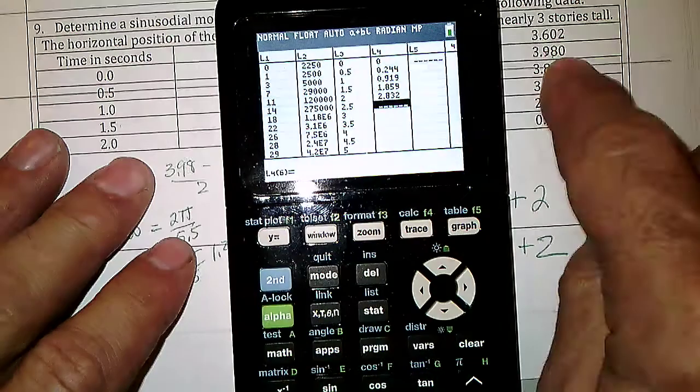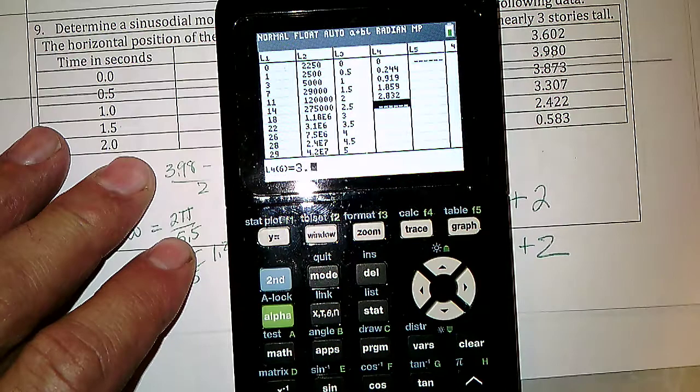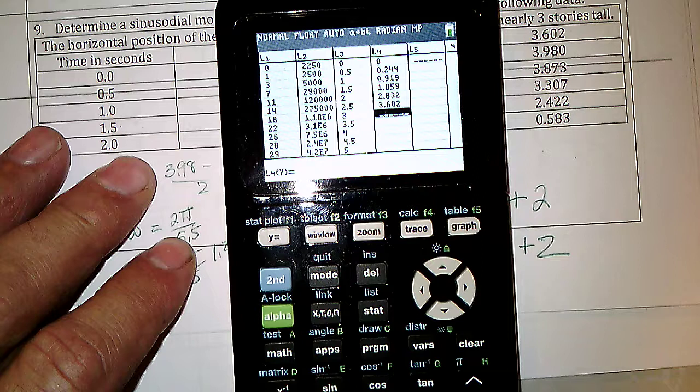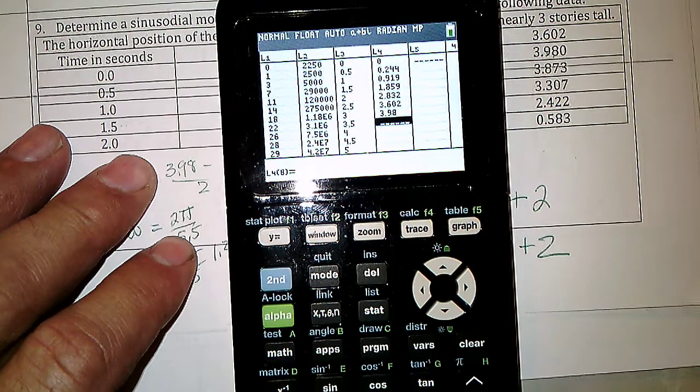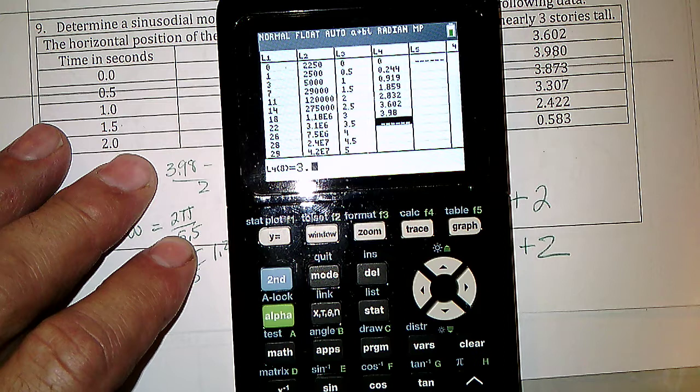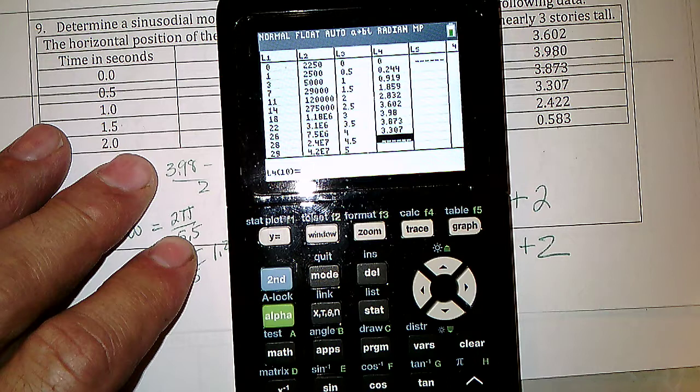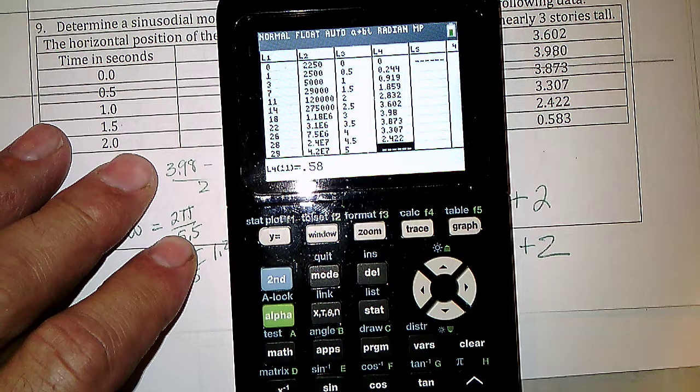Then over here, 3.602, 3.980, 3.873, 3.307, 2.422, 0.583.